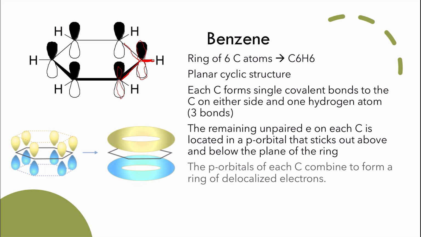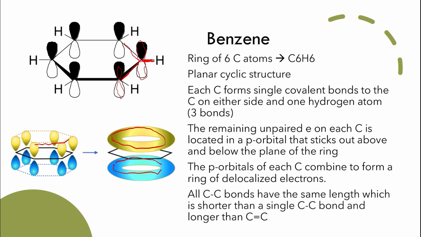the ring. The p orbitals of each carbon will combine together to form a ring of delocalized electrons. So we can see here the ring of the delocalized electrons. All carbon-carbon bonds will have the same length because they are not actually single bonds and they are not completely double bonds. They are something in between. This is why their lengths will be something in between the lengths of the single bond and the double bond. So it's going to be shorter than the normal carbon-carbon single bond and longer than the normal carbon-carbon double bond.